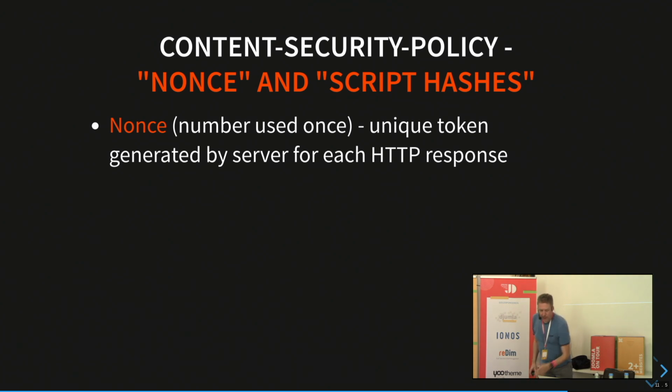Then when you do this kind of stuff, you also have the choice of using nonces and script hashes. Nonce means number used once, and it's a unique token. I will show it in a minute. And script hashes are, every script gets a hash, and you have to generate the hash first before using it. It's more difficult because if the scripts change, then you have to generate it again.